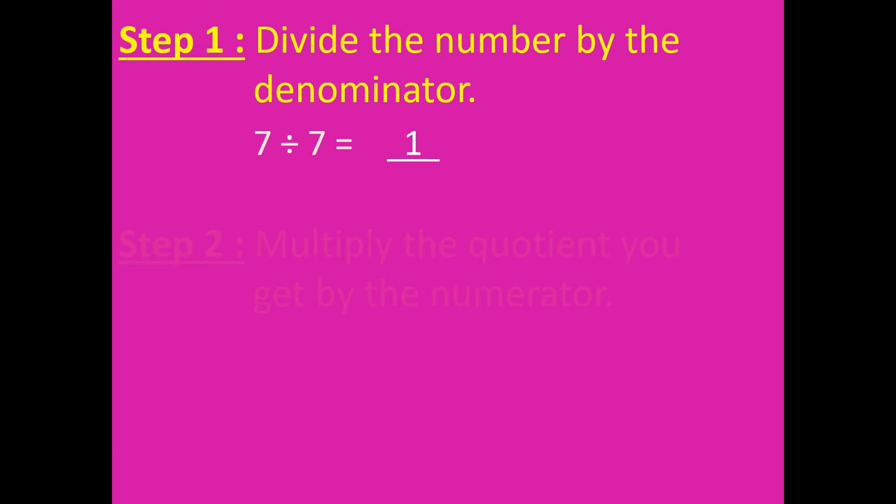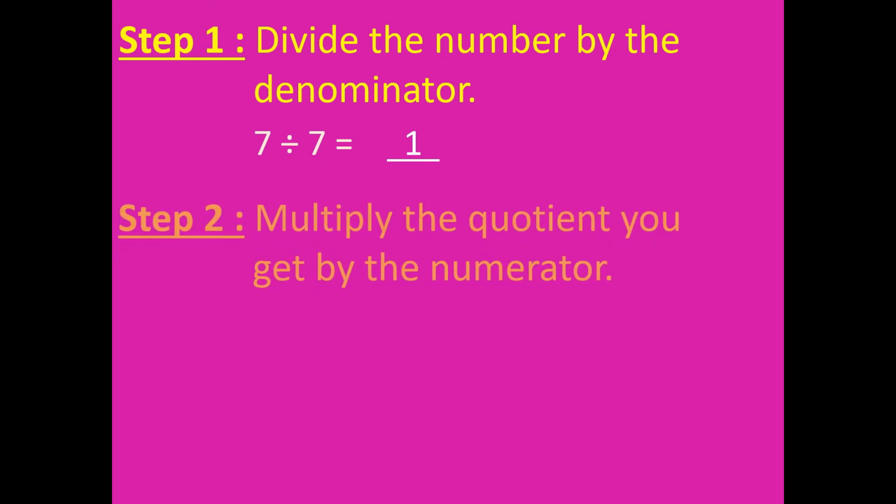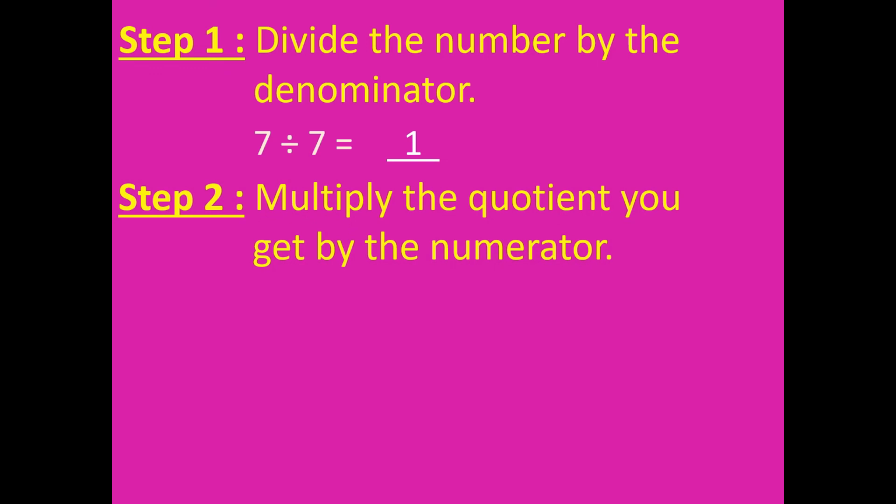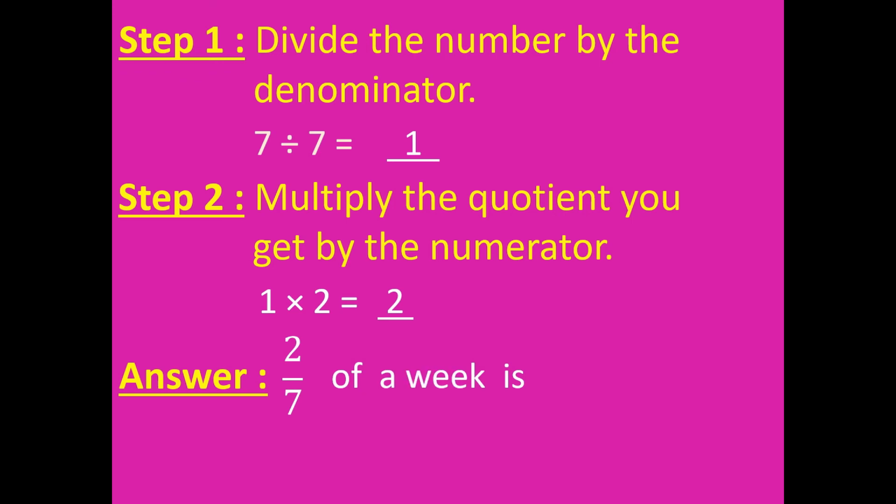Step 2. Multiply the quotient you get by the numerator. So 1 into 2 is equal to 2. The final answer is 2/7 of a week is 2 days.